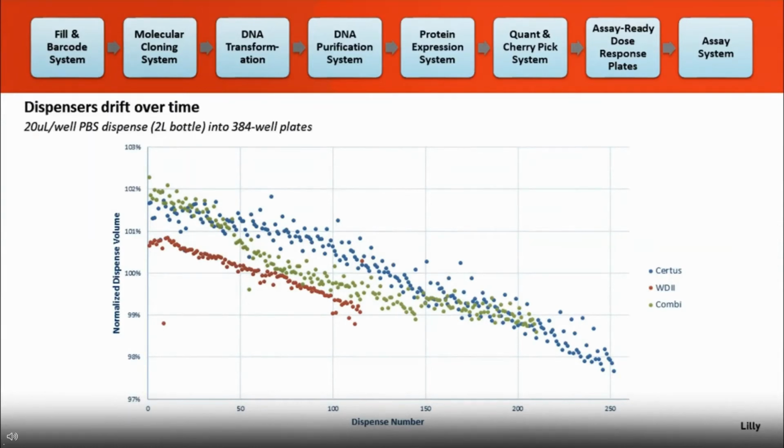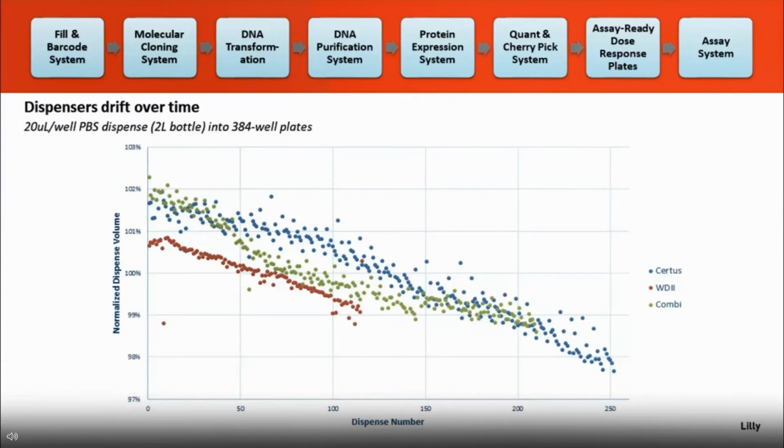This is normalized, and so the scale of this, you can see it's not a massive trend. Over 100 to a couple hundred plates, you might only see a few % difference in volume. But that's something that we can be aware of, and that's something that we can control, actually. And so I'll talk a little bit about that.